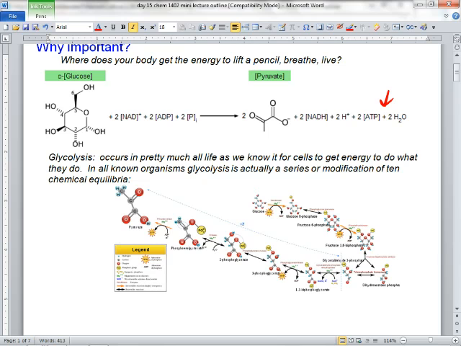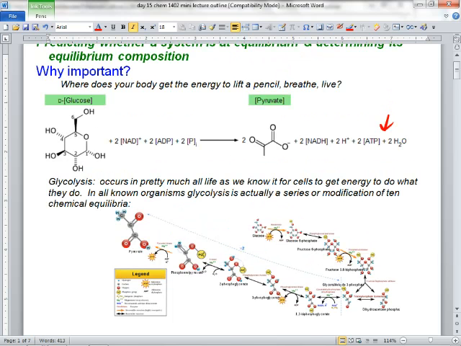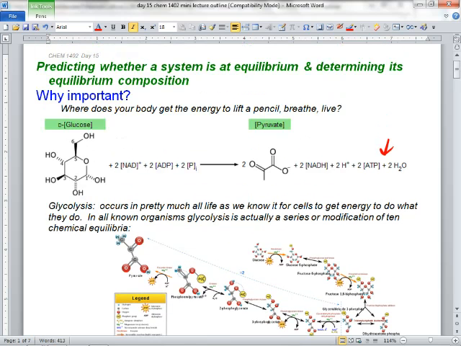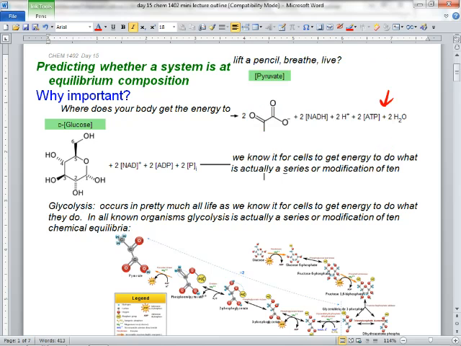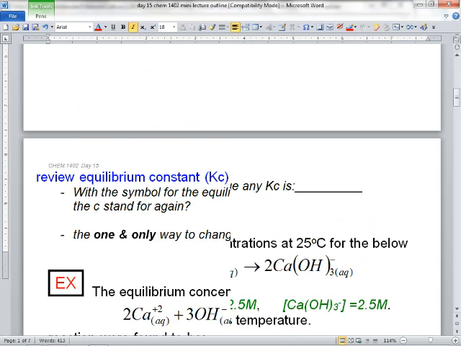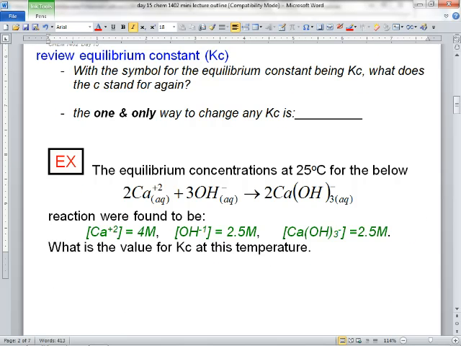But the point is to talk about what's going on at equilibrium in any reaction, glycolysis or not. It doesn't really matter how complicated it is, right? It's the same thing we're going to talk about today. The power of predicting equilibrium composition and determining whether something's at equilibrium or not in the first place is really pretty powerful. Let's do a little review first.